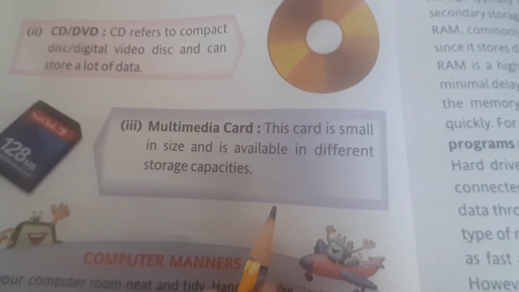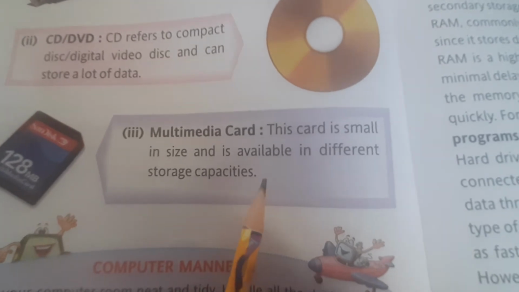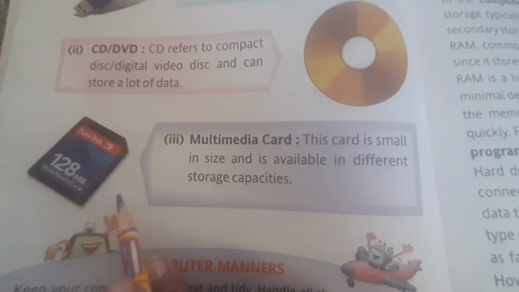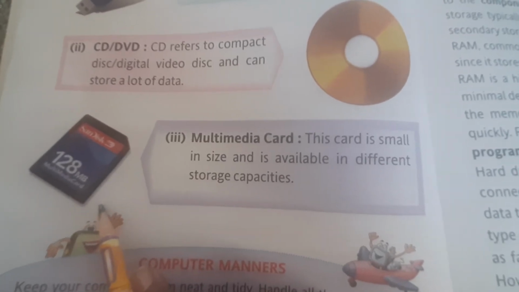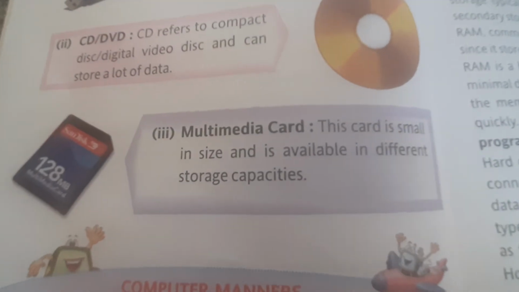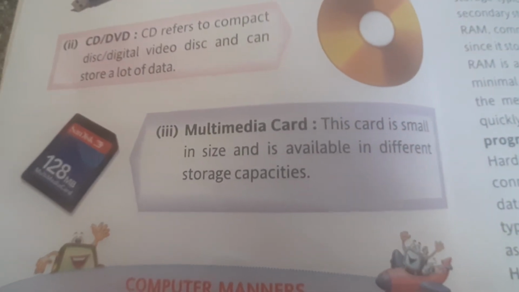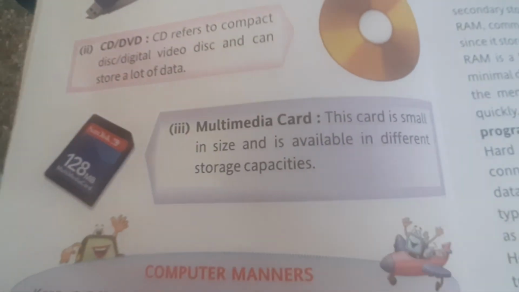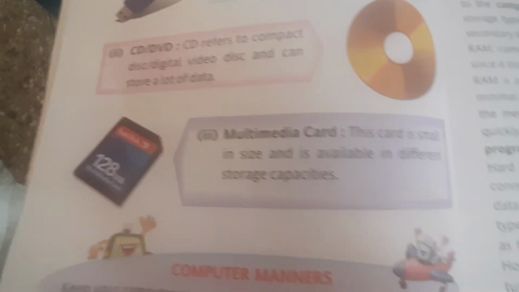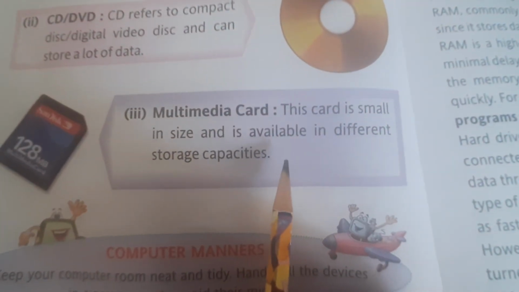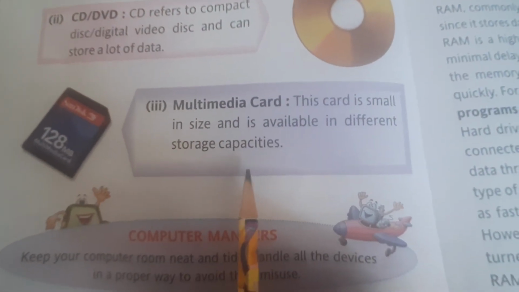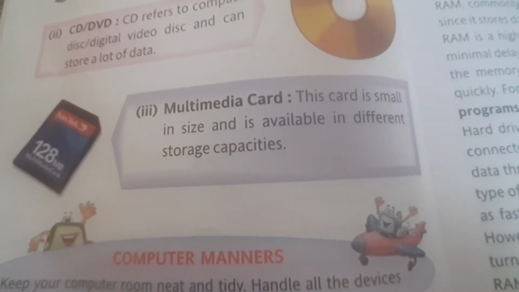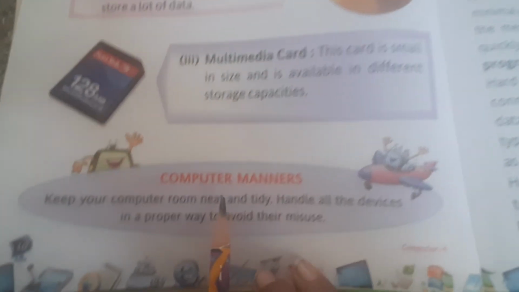Then multimedia card. This card is small in size and is available in different storage capacities. It is a very small card. You must have seen it if you have seen the phone of your parents or your elder siblings. There is a small card there, and it is available in different storage capacities. We can store a smaller or larger amount of data, but it is very small in size.